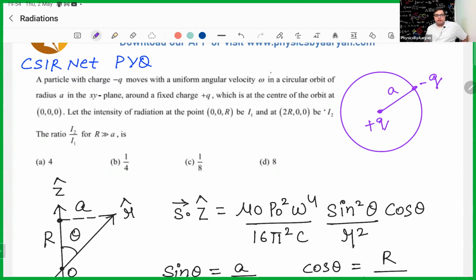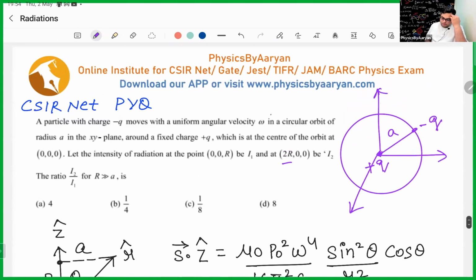Now they said let the intensity of the radiation at this point be I1. This point is on the z-axis. If this is the circle, then this point is the first point, and the other point is on the x-axis. If I make the x, y, and z axes, the first point is here, (0, 0, r), and the second point is here, (2r, 0, 0). So intensity at this point is I1, and intensity at this point is I2.